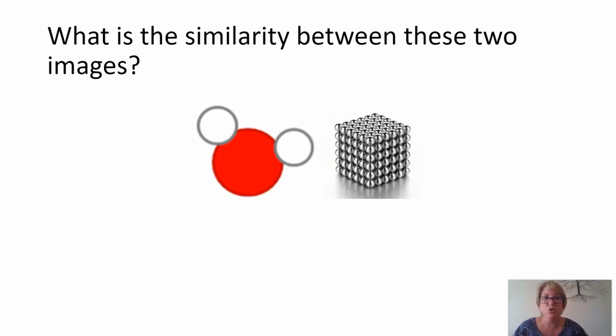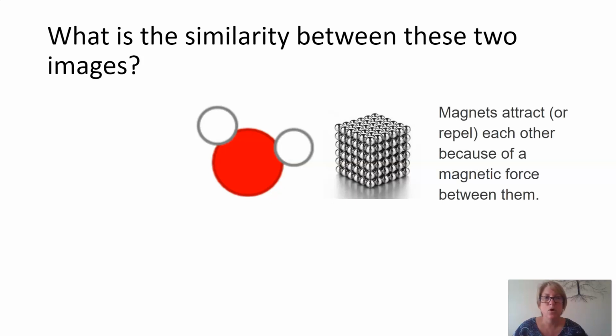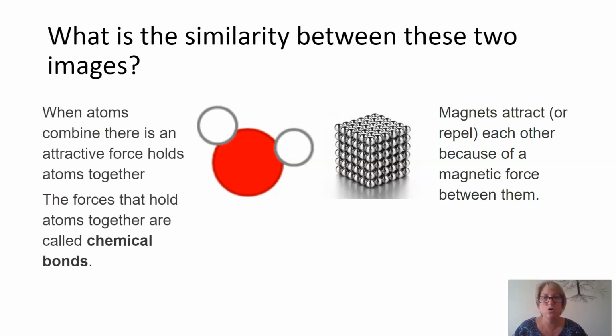So what is the similarity between these two images? If you need to pause the screen while you jot some answers down, please do. Well, we haven't covered magnets in our online lessons yet, but you might have done it at school or in some of your lower grades. But magnets attract or repel each other because of a magnetic force that exists between them. So the one similarity that I can think of is that when atoms combine, there is an attractive force that holds the atoms together. So the forces that hold atoms together are known as chemical bonds.